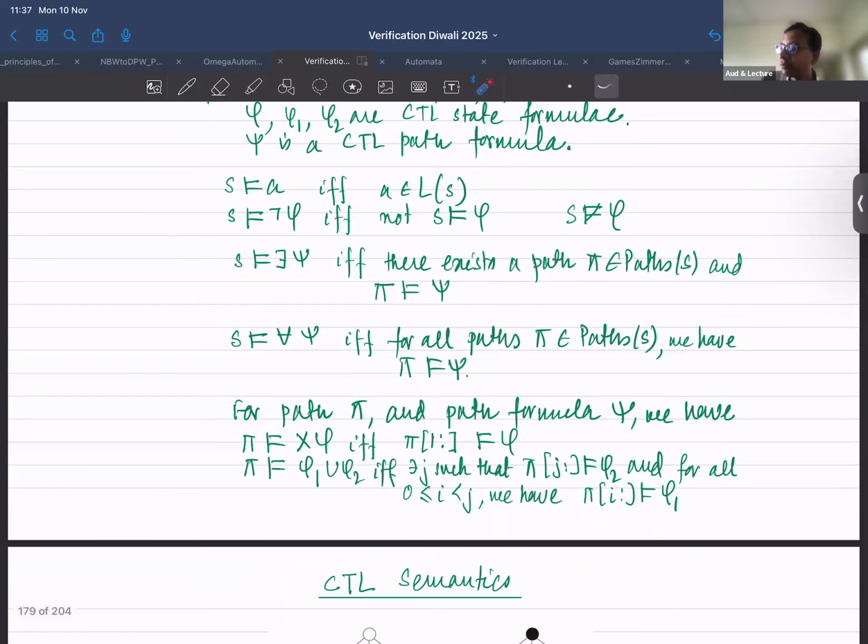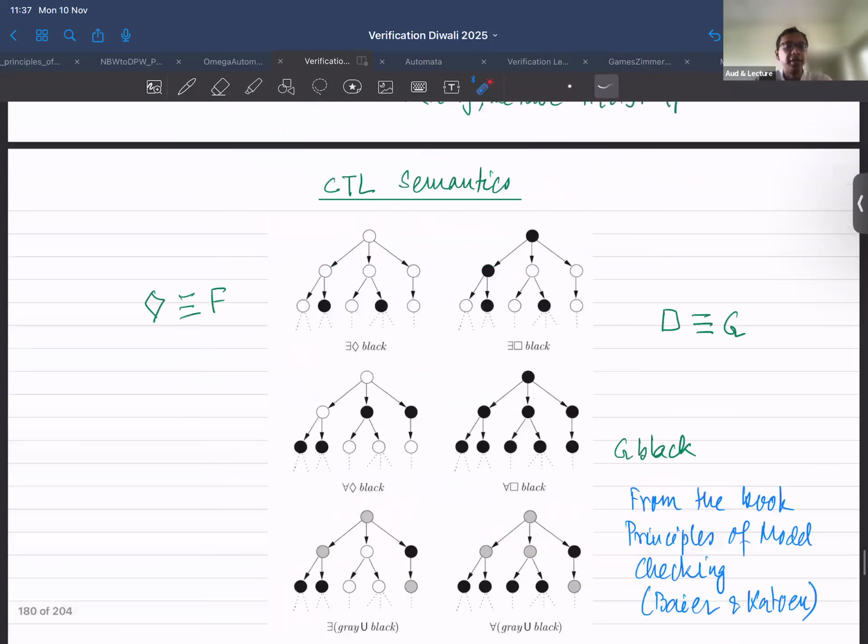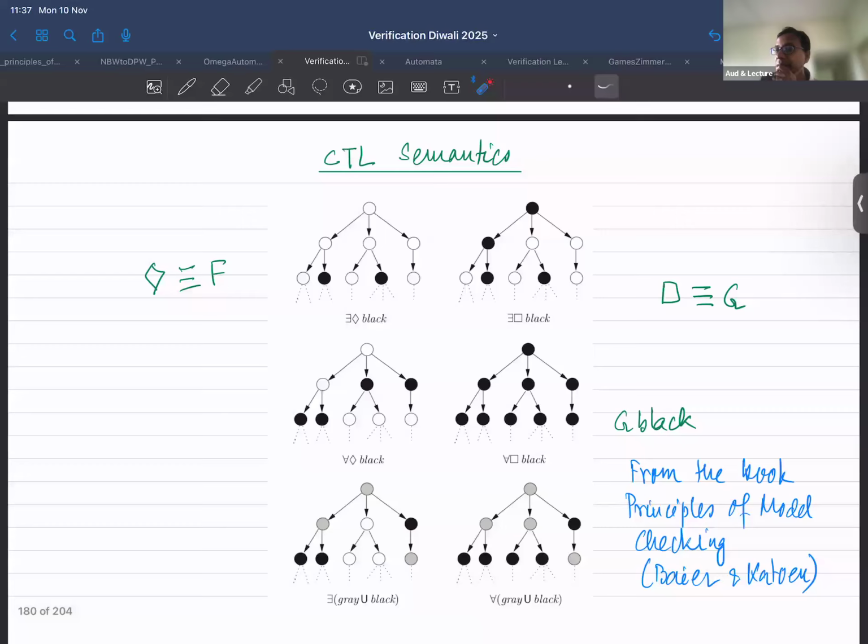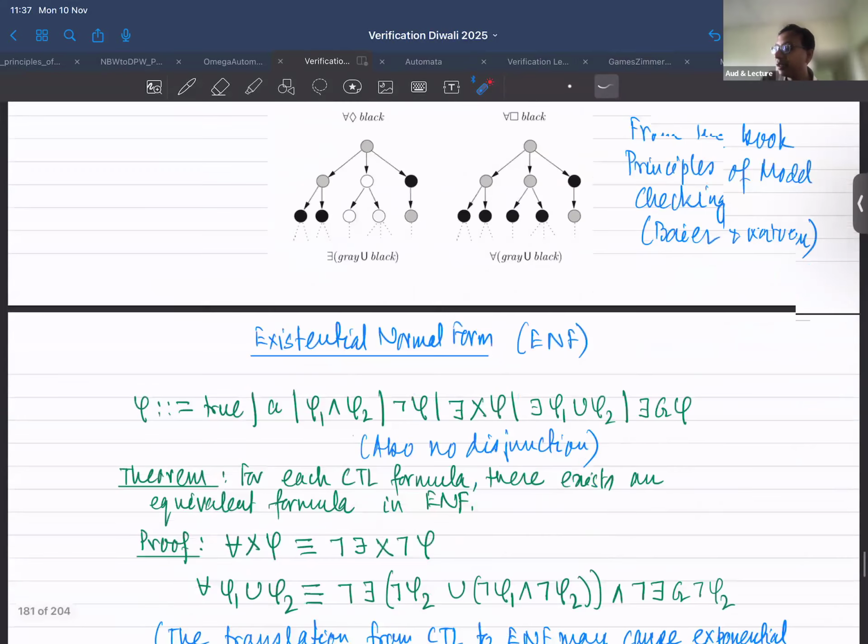And for the path formula next of phi and phi 1 until phi 2, this is exactly as in the case of LTL. Okay. And we also looked at some of these examples, right? For example, let's say, along all paths, gray until black. So indeed, along all paths, you have gray until black and so on, right? So we looked at these things.